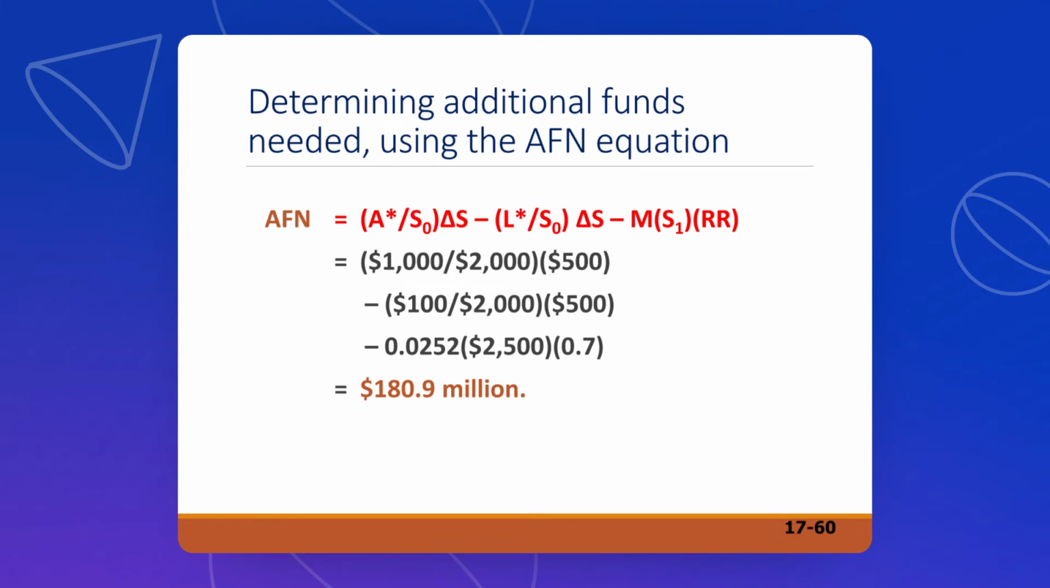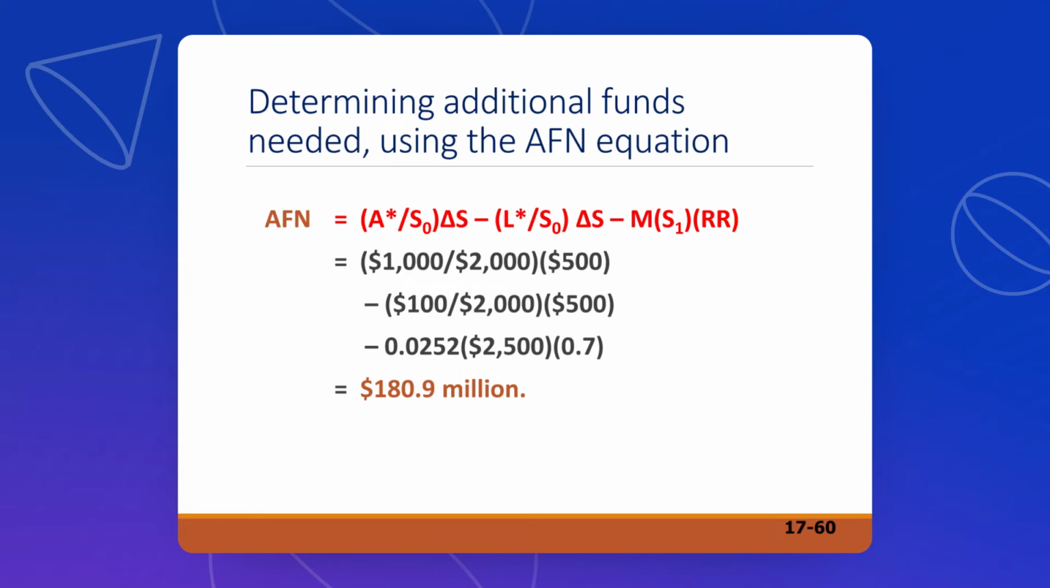Okay. Determining additional funds needed. Ito class, pwede naman ganito yung formula, no? Using the AFN equation. Other formula, although may konting difference because of the rounding off siguro, no? Di ba kanina 179 to 180, okay? 1,000 lang naman, or 1 million. Pero, konti lang yung difference because of the rounding off.